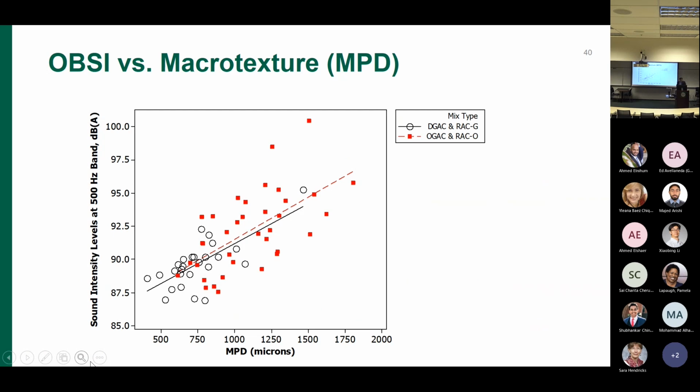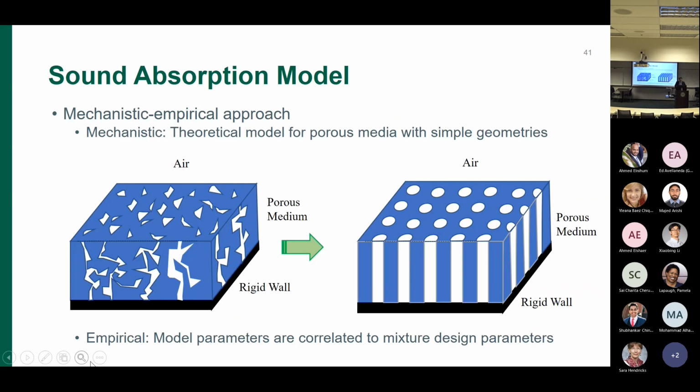We also checked the correlation between the sound intensity measured in the field and the macro texture measured on the surface, and we also see a good correlation between these two. So this gives us some confidence to develop a mechanistic-empirical model.